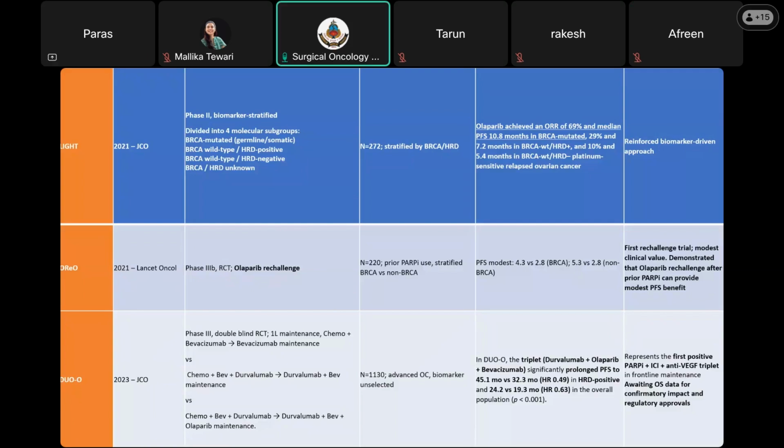So the question, Paras, actually was, what are the indications of PARP maintenance? Yes, sir. Both for first line and, later on, in the case of recurrence, when the patient has responded with partial response or complete response to the first line management. The patient underwent NACT followed by surgery, or surgery followed by chemotherapy. Now the patient has a complete response, or CA125 levels are normal and the disease is under control. We can keep the patient on maintenance.